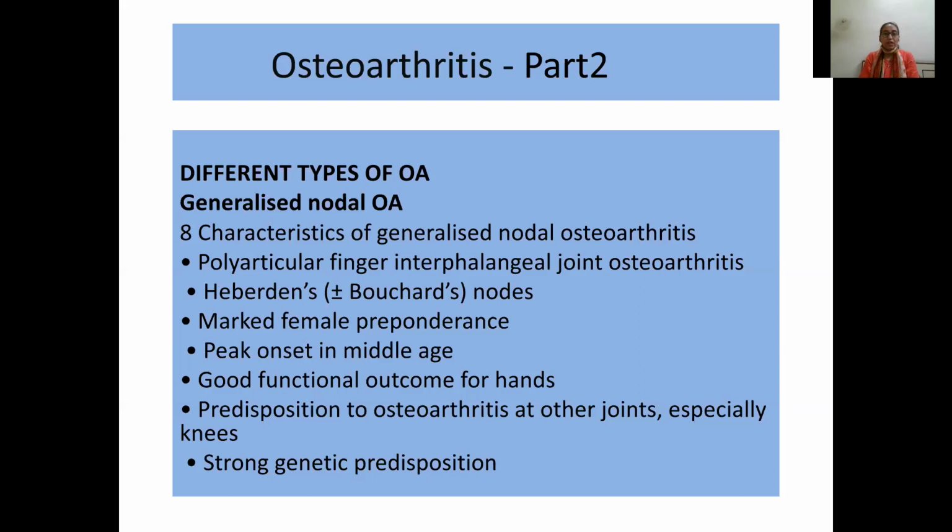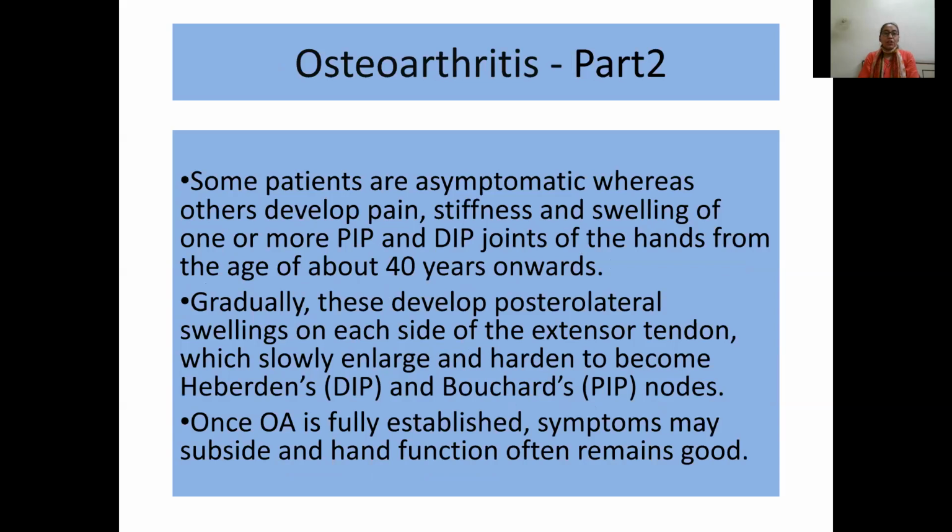Peak onset is in middle age, and it has good functional outcomes for the hands. There is a predisposition to osteoarthritis in other joints also, especially the knees. It has a strong genetic predisposition. Now, some patients of generalized nodal OA are asymptomatic, whereas others develop pain, stiffness, and swelling of one or more proximal interphalangeal joints and distal interphalangeal joints of the hands from the age of about 40 years onwards.